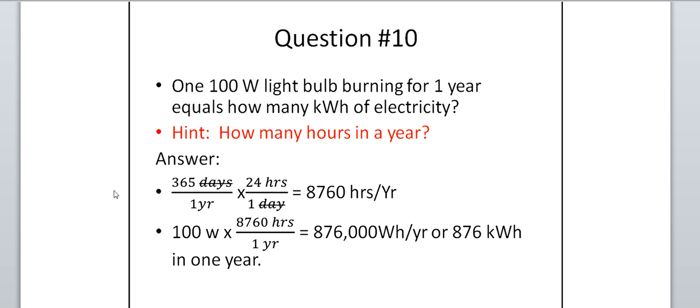We have 365 days in a year. We convert that to hours. The days cancel. You get 8,760 hours in a year, and then you simply multiply that figure by 100 watts in 1 year, and you arrive at watt hours per year. Once you have this figure, it's easily converted to kilowatt hours in a year by dividing by 1,000, and your answer is 876 kilowatt hours.